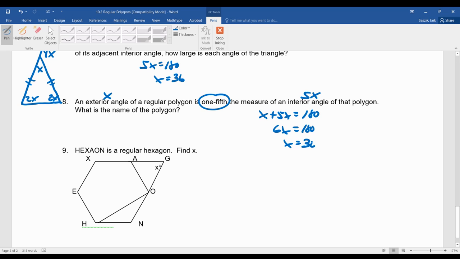So x equals 30. And what are we asked to find here? The name of the polygon. Okay, that's the exterior angle. So 360 over 30 gives me 12 sides. Dodecagon. The rest of these will be on Canvas, okay?